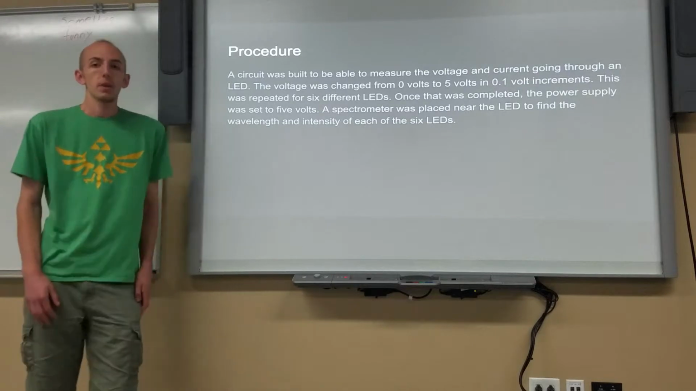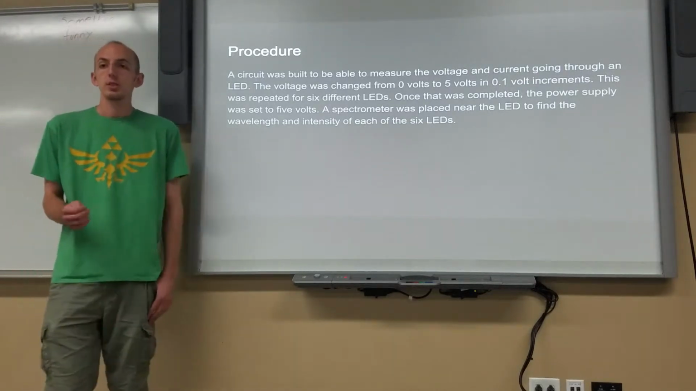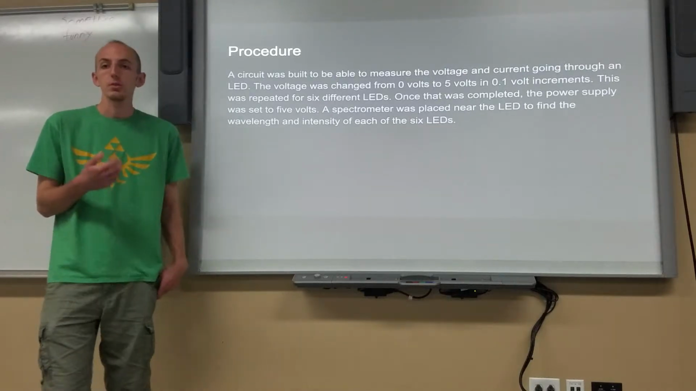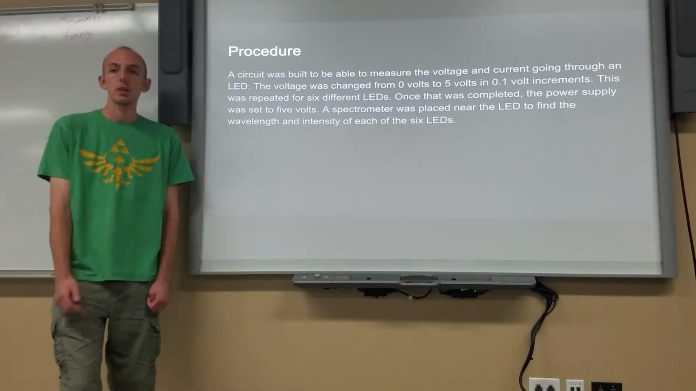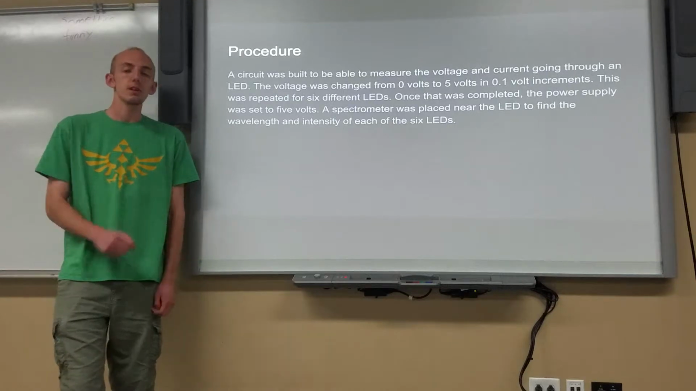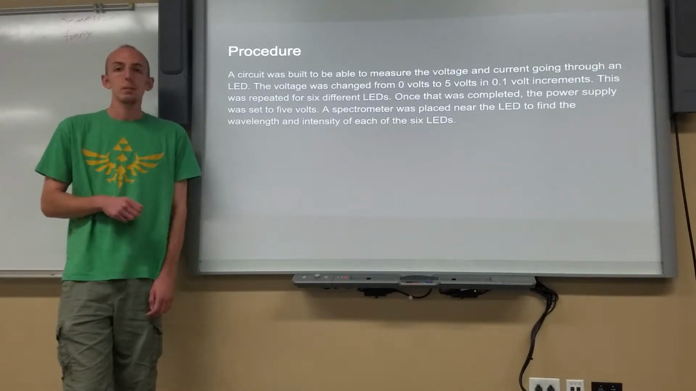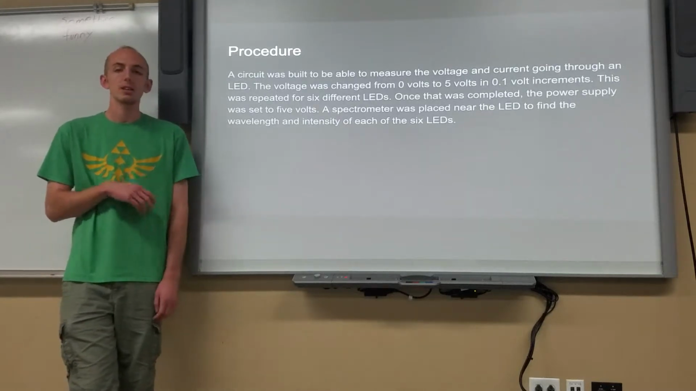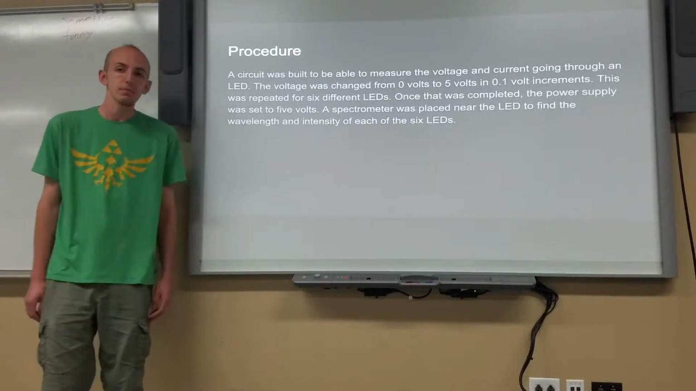So for the procedure, a circuit was built to be able to measure the voltage and current going through an LED. The voltage was changed from 0 volts to 5 volts in 0.1 volt increments. This was repeated for 6 different LEDs. Once that was completed, the power supply was set to 5 volts. The spectrometer was placed near the LED to find the wavelength and intensity of each of the 6 LEDs.